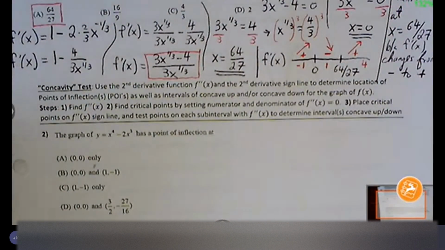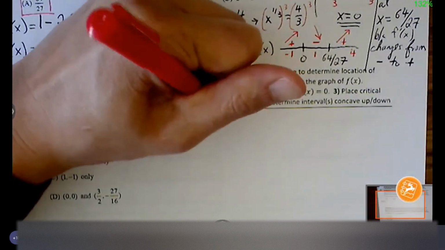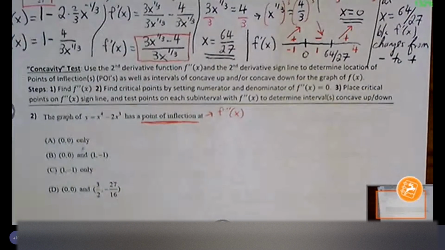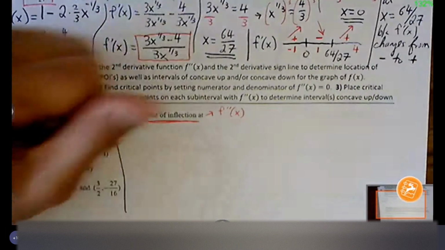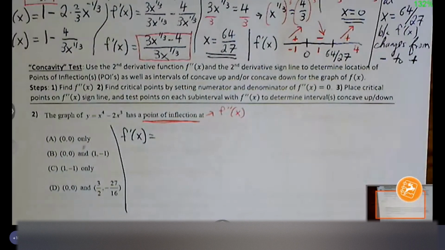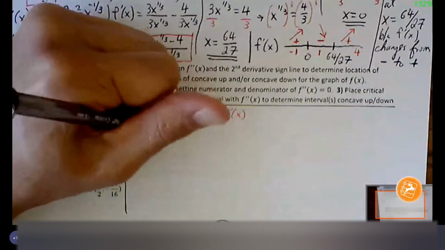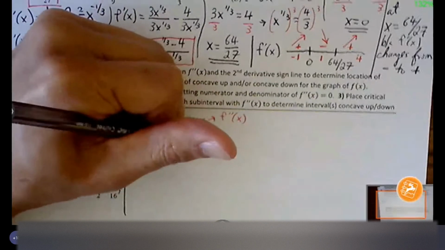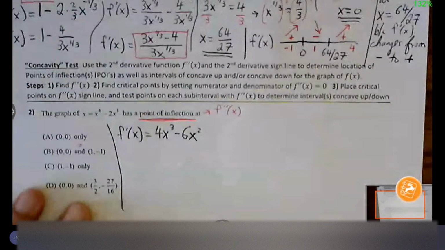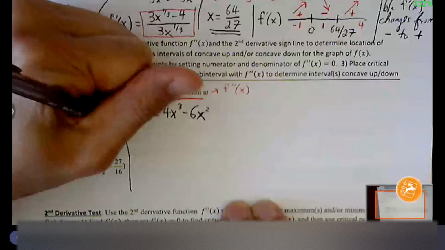So number 2, the graph has a point of inflection at, so anytime we're looking for point of inflection, we know it has to come from the second derivative function. So we have to work our way down to our f double prime. Okay, so let's find f prime first. Our equation is nicely set up for power rule, so go through power rule. From y prime, we can find our second derivative, power rule again.